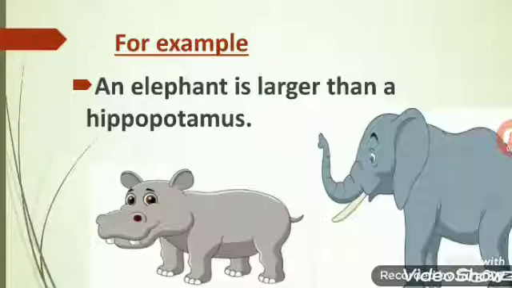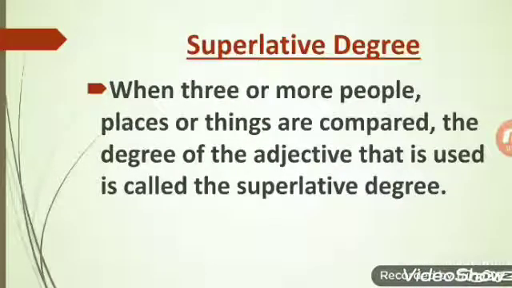For example, an elephant is larger than a hippopotamus. Children, in the given sentence, the word larger stands for comparative degree. As here, two animals, that is hippopotamus and elephant, are compared with each other. Okay, children, now let's see what is a superlative degree.